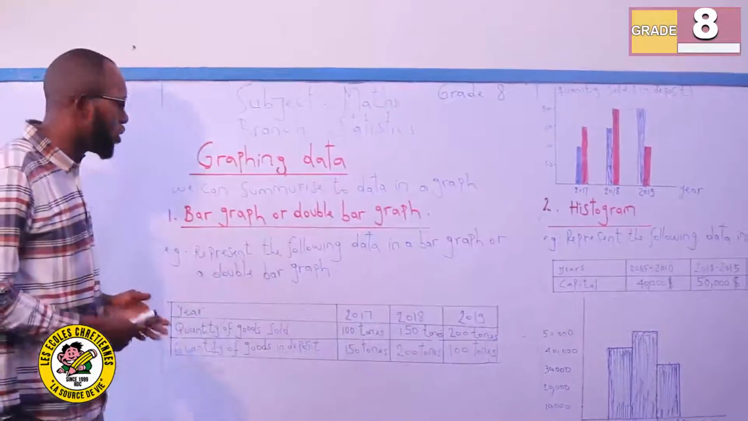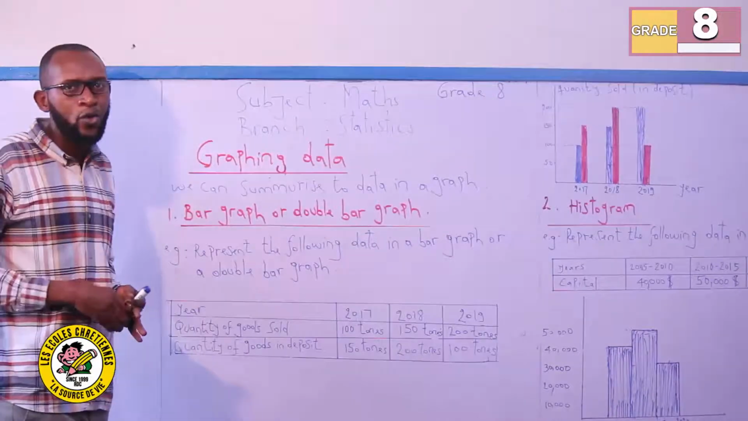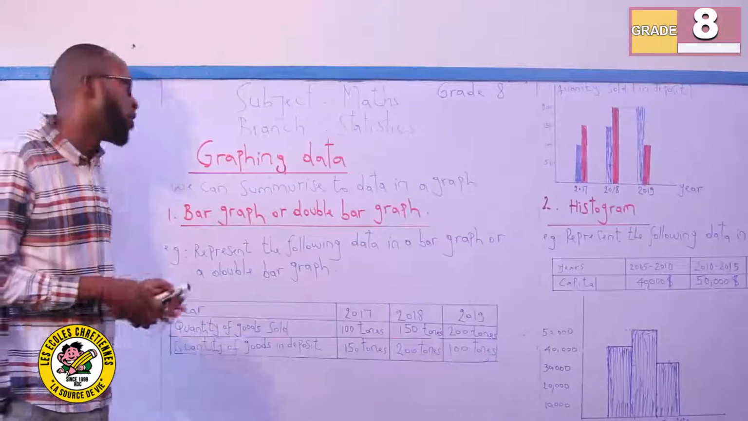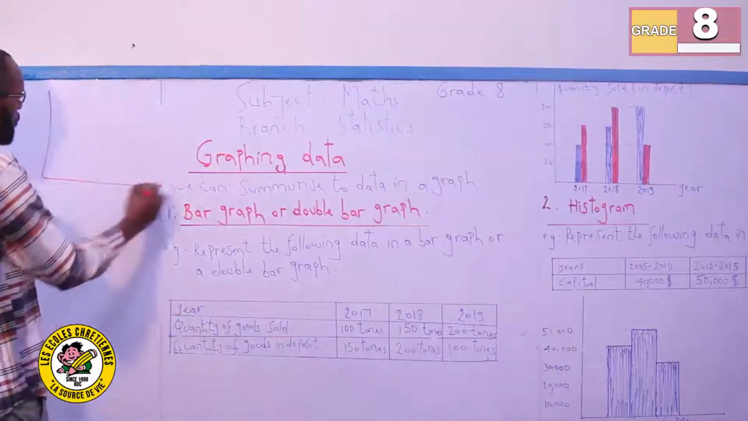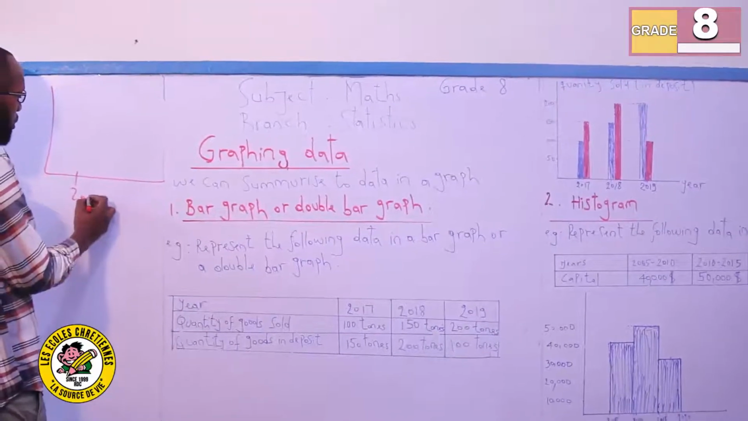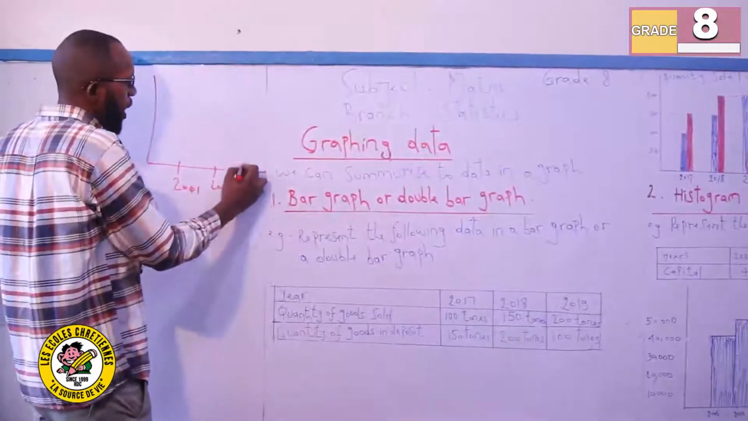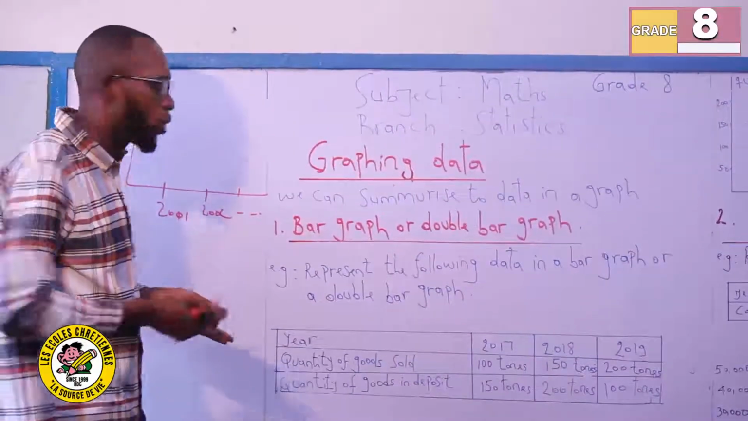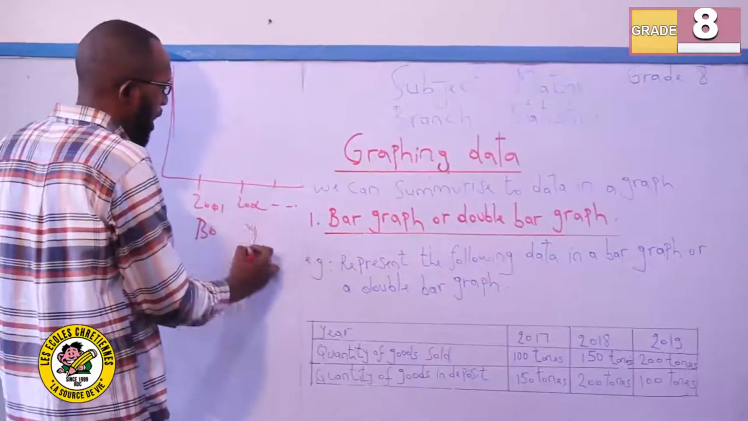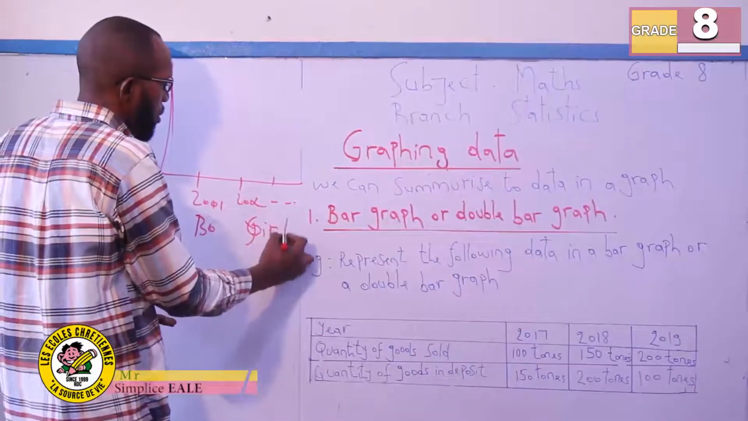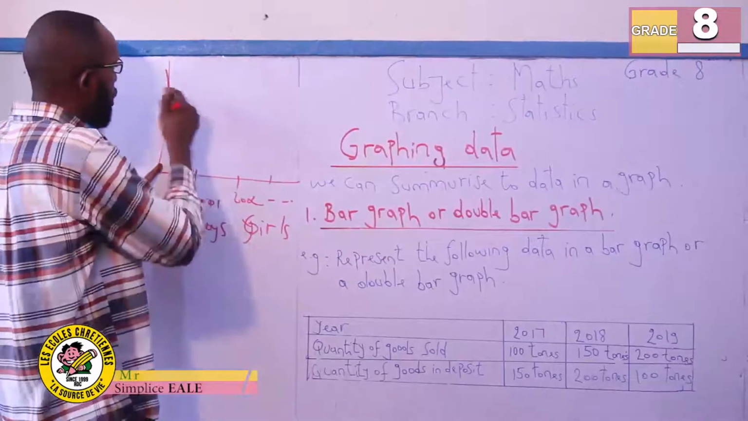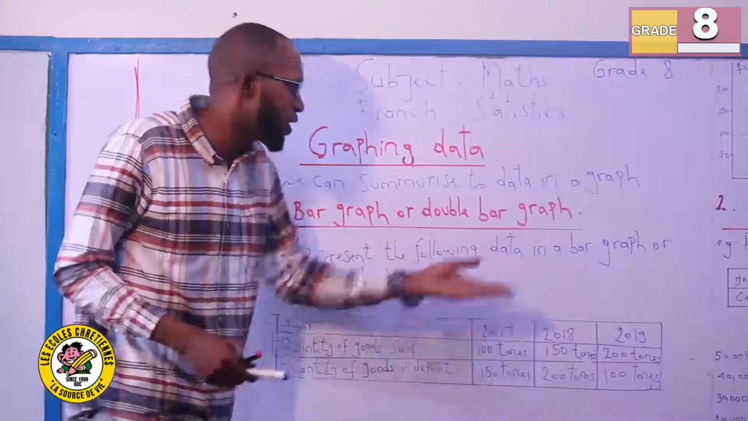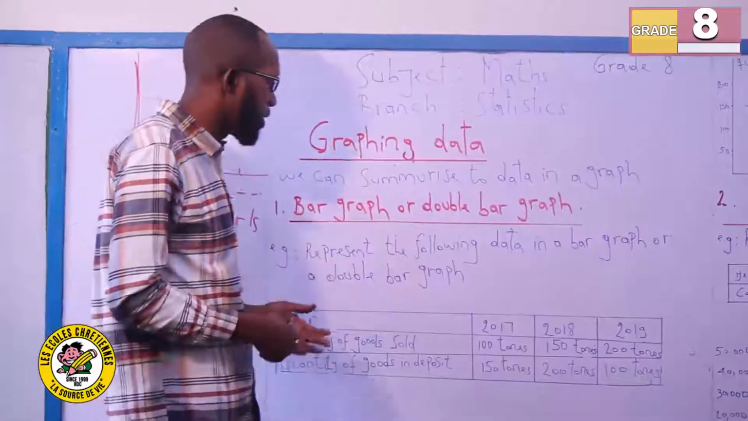A bar graph we use with discrete data, okay? You have a frequency table or a quantity that you represent. In the chart, you can have 2001, 2002, and so on, and then you have the elements to represent. You can have boys and girls, the number of boys and the number of girls you represent. So they are like this. An example: represent the following data in a bar graph or a double bar graph.